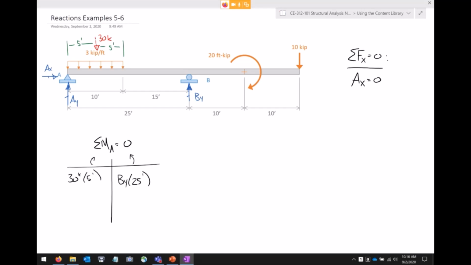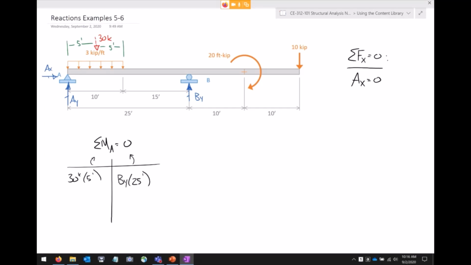And so you'd be tempted to ask that question, well, here's the 20-foot kips. It goes on the left side. What's the moment arm? But here's the thing. It doesn't have a moment arm. It is, in fact, a concentrated moment. Because it is a moment, you don't apply a moment arm because it's not a force times a distance. It's just a moment in and of itself.